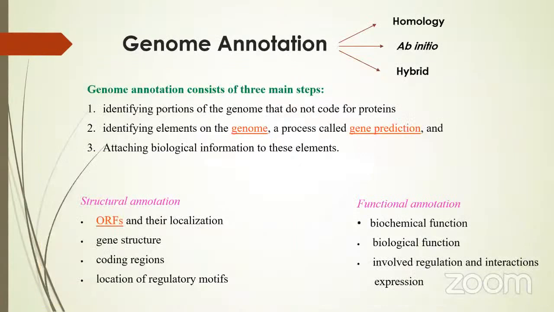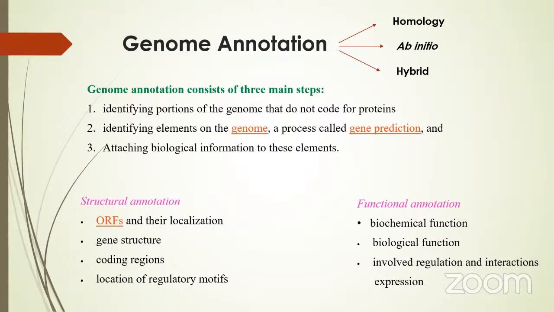Then coming to genome annotation, as I told, annotation means assigning a function to a gene. So I have to identify the location of the gene and what the gene does. So there will be structural annotation and functional annotation. Basically, structural annotation means what the structure of the gene is, what the ORF is, where it is located, what the gene construct is, what the 5' element and 3' element are, what the promoter is, what other regulatory motifs there are, whether it is controlled by an enhancer, and whether any insulator is there or not.